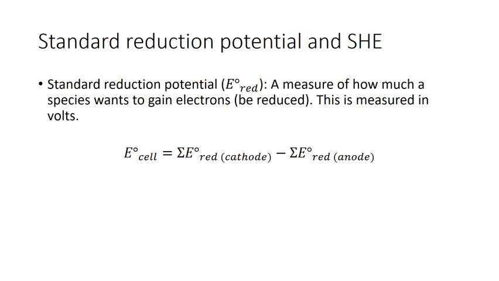Basically, the cell potential is the difference between the reduction potentials at the cathode and the reduction potentials at the anode.